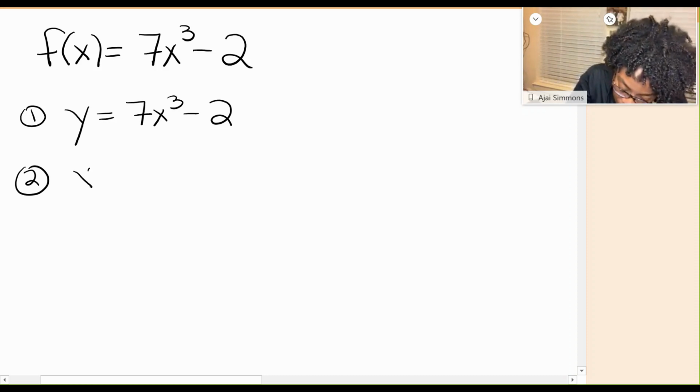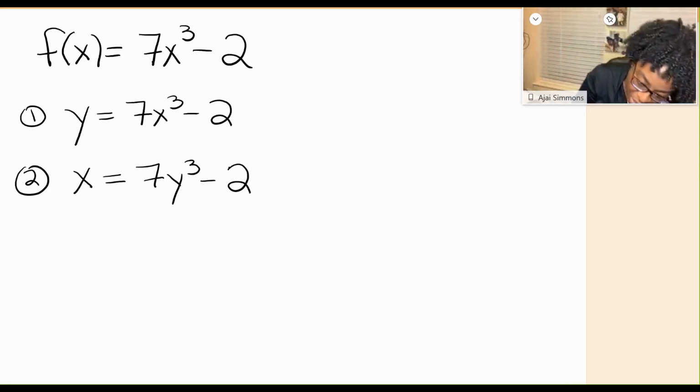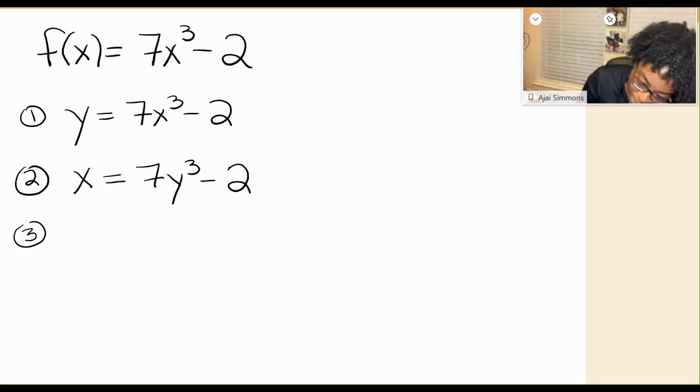Wherever you see y, you put x. Wherever you see x, you put y. So instead of it being x to the 3rd power, now it's y to the 3rd power. So no surprises here. I'm just switching my x and y. Now, step 3, I need to find a way to get y on one side by itself. Got to find a way to get y by itself.